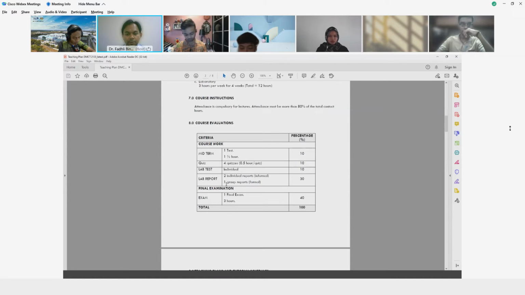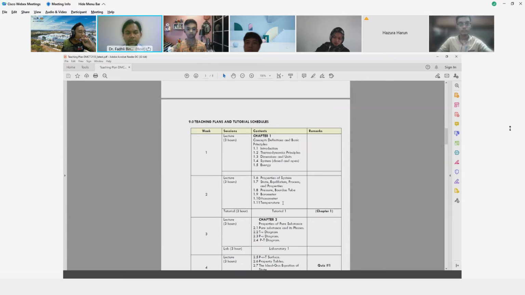Okay, so for the lab report, the total mark is 30%. So overall, for the coursework, total mark is 60%. And for the second category, it is a final examination. For the final examination, total marks is 40%. One final exam for 3 hours. So total 100%.